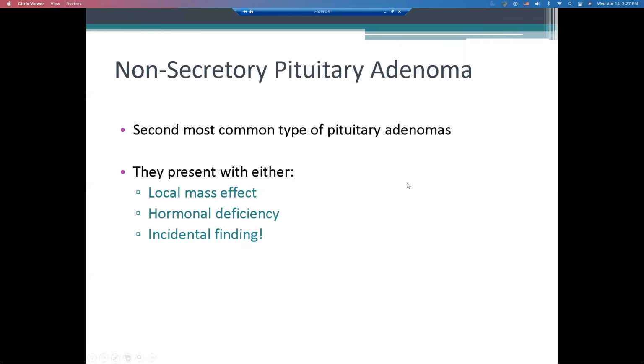Fine. So let's move on and talk about non-secretory pituitary adenomas. These are tumors that are not functional. They're not growth hormone secreting, not prolactin secreting, not ACTH secreting, and not TSH secreting. So we call them non-secretory pituitary adenomas. They're the second most common type of pituitary adenomas. Because they're not secretory, they present with local or mass effect, either headaches, hormonal deficiency, visual problems, or they are found incidentally when you're doing imaging for another reason and you discover that this patient has a pituitary tumor.